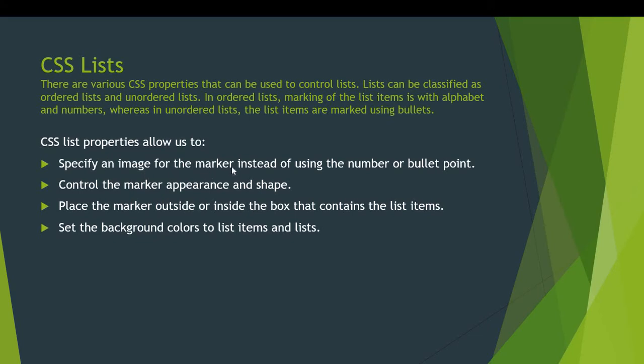Specify an image for the marker instead of using the number or bullet point. Control the marker appearance and shape. Place the marker outside or inside the box that contains the list items. Set the background color to list items and lists.